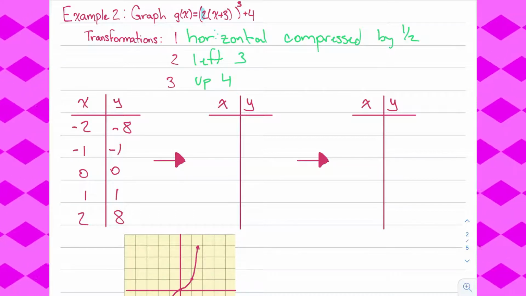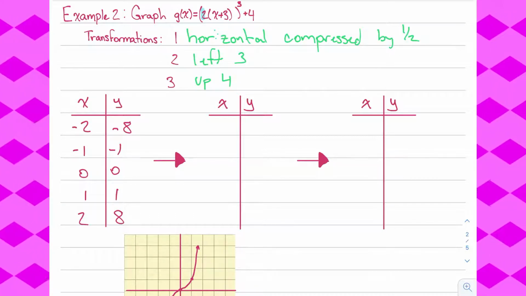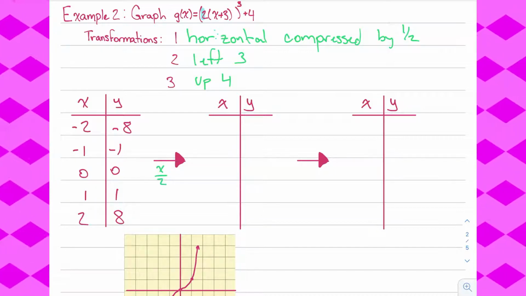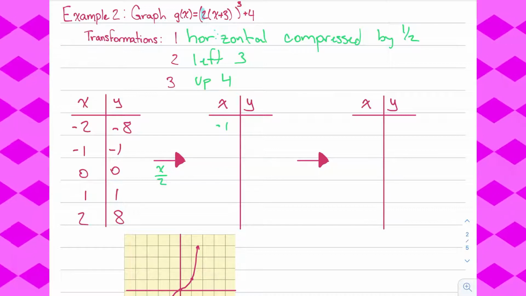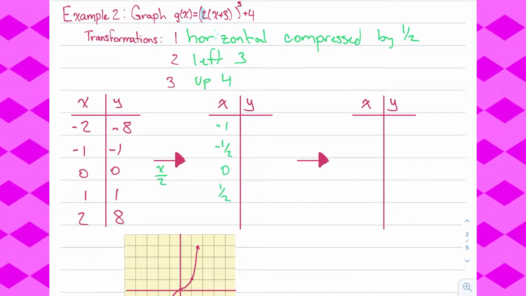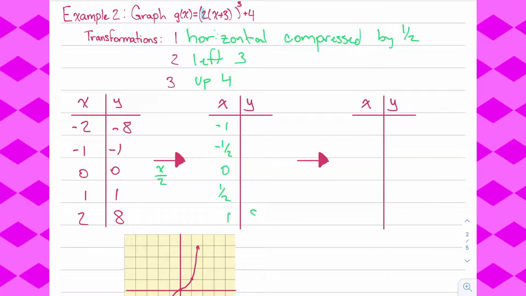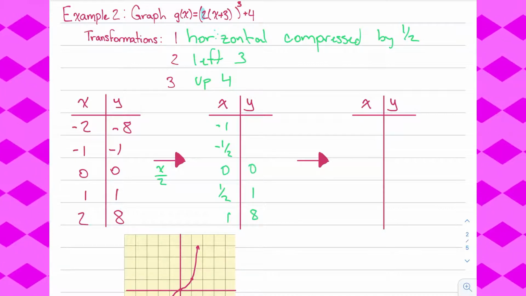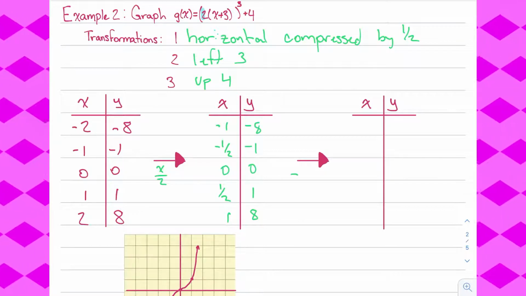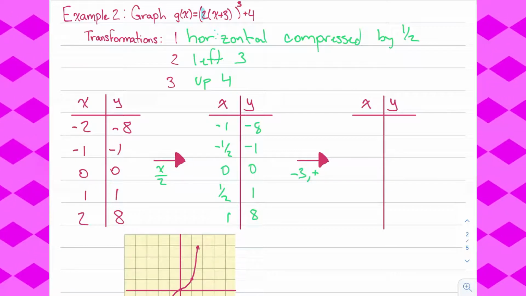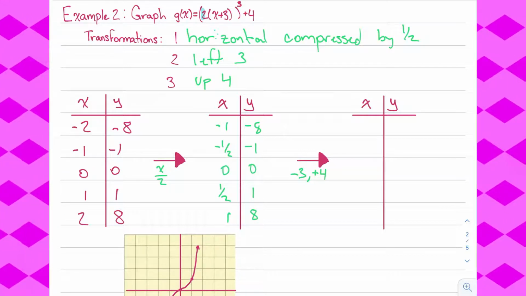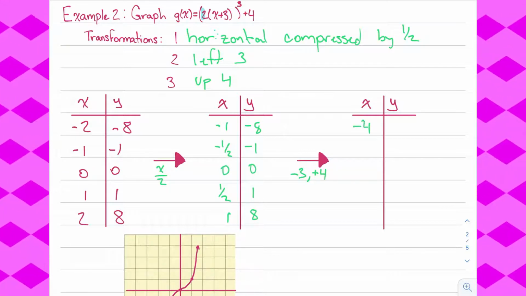And we'll go through and do the exact same thing we did last time. We'll perform our stretches and compressions first. So we'll divide all our x coordinates by 2. So -1, -1/2, 0, 1/2, and 1. And the y coordinates are unchanged by this horizontal compression. And then if I want to go left 3, I have to subtract 3 from my x. If I want to go up 4, I have to add 4 to y.